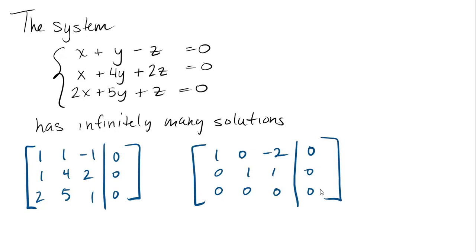But this time we're going to take this further. We're not just going to stop with the fact that there are infinitely many solutions, but we're going to come up with a general solution, a recipe for generating all of the solutions. The way I'm going to do that is to translate each of these first two rows back into equations. The first one says x minus 2z equals 0, and the second says y plus z equals 0.